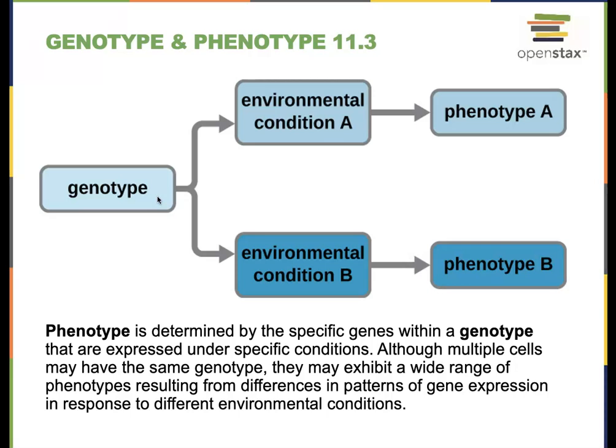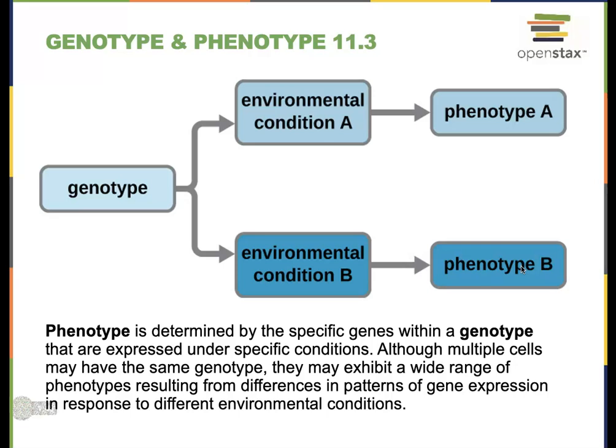So we have environmental conditions A, environmental conditions B. You can have one set genotype, but given the conditions that the cell or the organism is in, you can actually have different expressions of the genotype. So you can get phenotype A, or you can have phenotype B. So what's the phenotype? A phenotype is what you physically make from the genome.